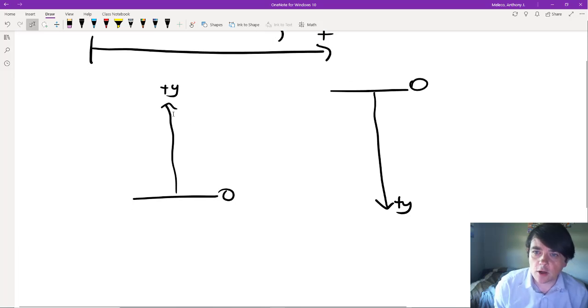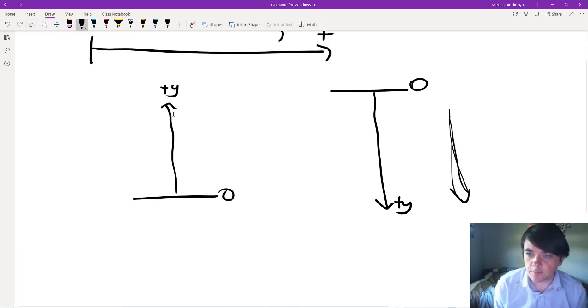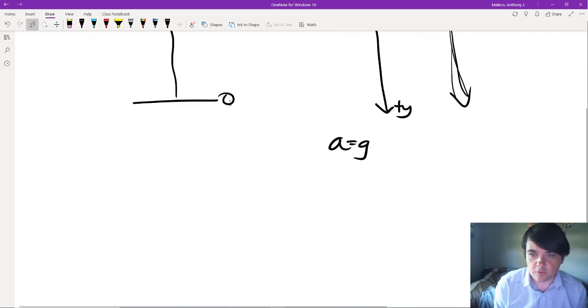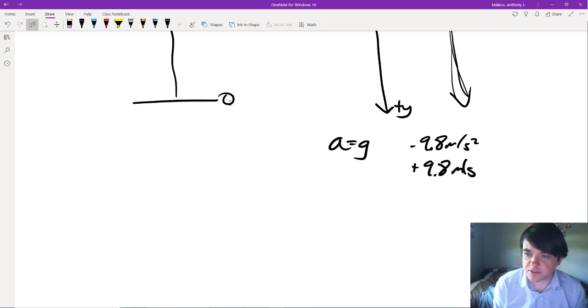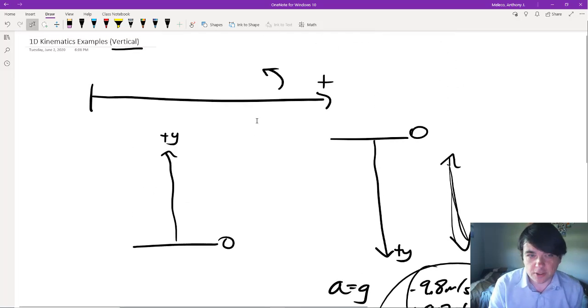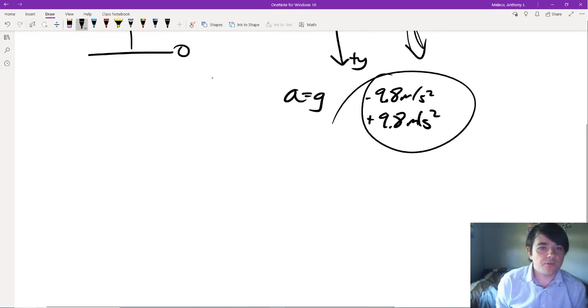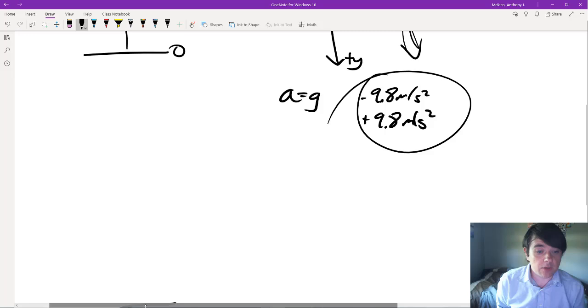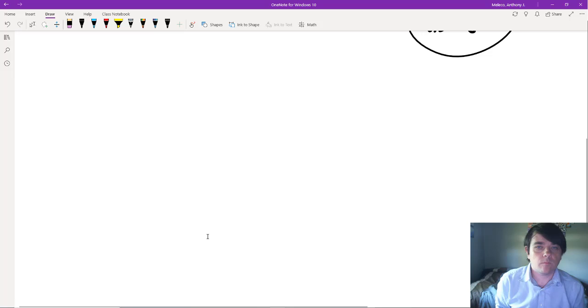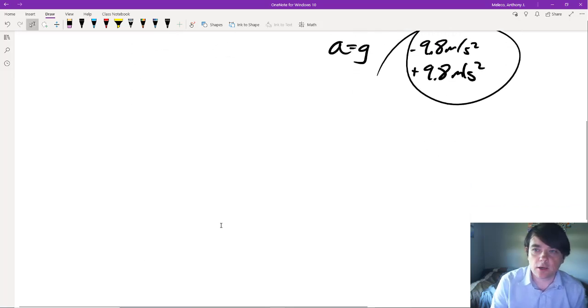When we do this though, because we're moving up and down, we will have an acceleration of gravity. Either it'll be minus 9.8 meters per second squared, or it will be positive 9.8 meters per second squared. We won't have anything but this, okay? Unless it's specifically told that an object is accelerating. So with that, we can pretty much use the exact same type of kinematics that we've been using, okay?